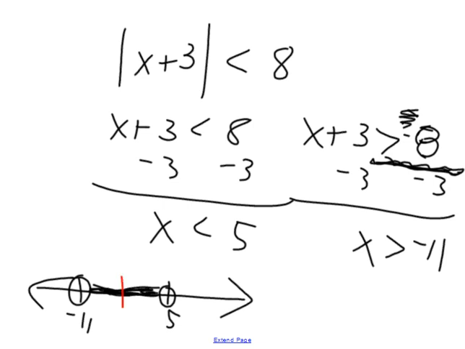What's something that's between negative 11 and 5 and is really easy? 2 is, true. Okay, so I plug in 2. And then I get absolute value of 5 is less than 8. Hey, it worked. And I also said this didn't work, so let's try something bigger than 5, like 6.